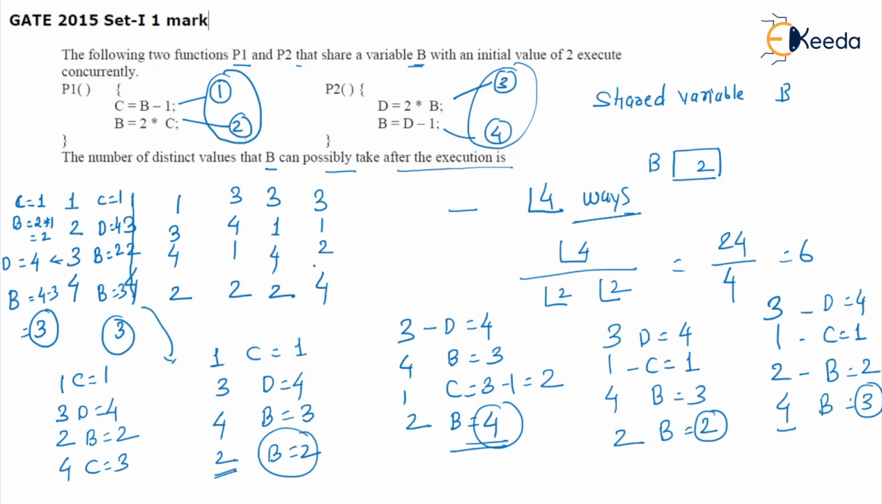So there is one distinct value 3, another value 4, another I'm getting is 2. So 3, 2, and 4. After the execution, the number of distinct values is 3. Answer for this question is 3.